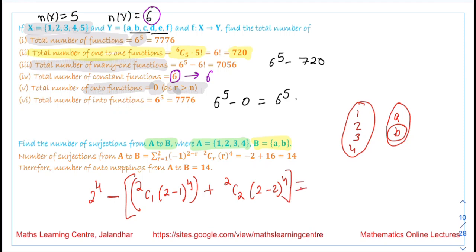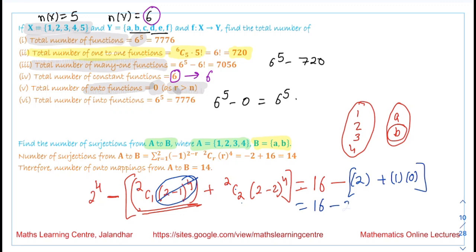So the answer we obtain is equal to 16 minus the value of this term. 2 minus 1 is equal to 1, and 1 raised to the power 4 is 1. 2C1 is 2. Next we have 2C2, whose value is equal to 1, so it is 1 into 0. So the answer is 16 minus 2, which is equal to 14. So the number of onto maps that we will have is equal to 14.